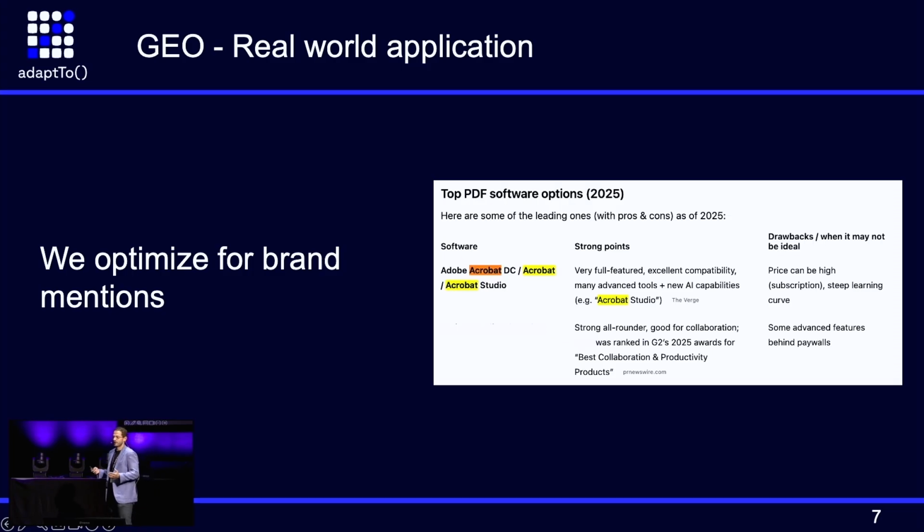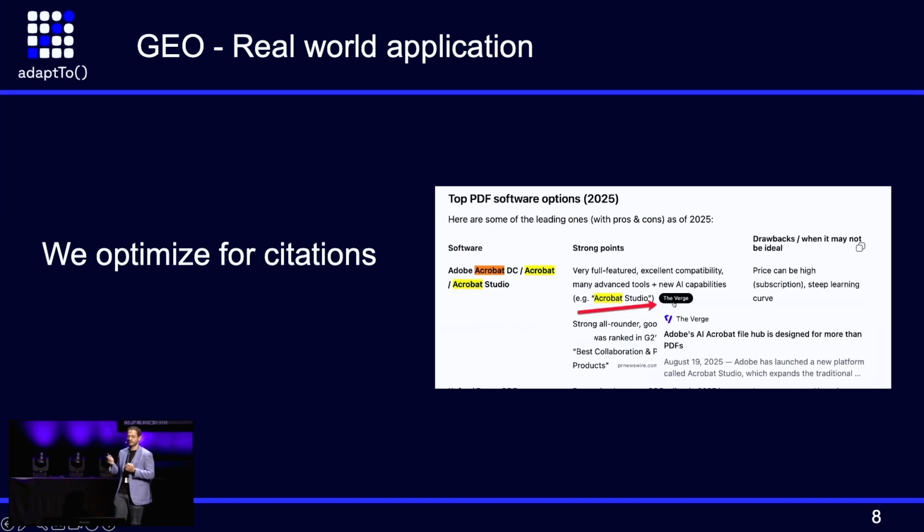So people don't actually go to the website as much as they did before, right? So we're looking at brand mentions. How much is your brand being mentioned and cited within the prompt? So this is the main goal, right?